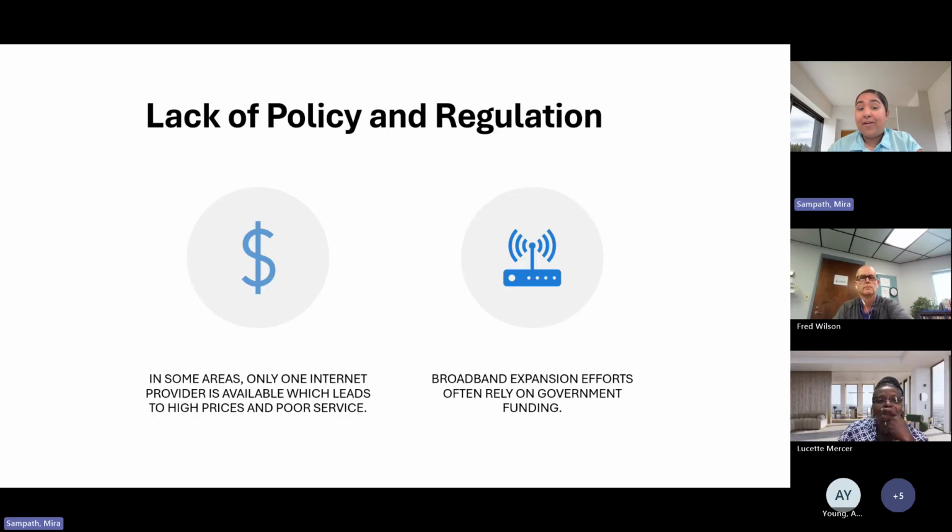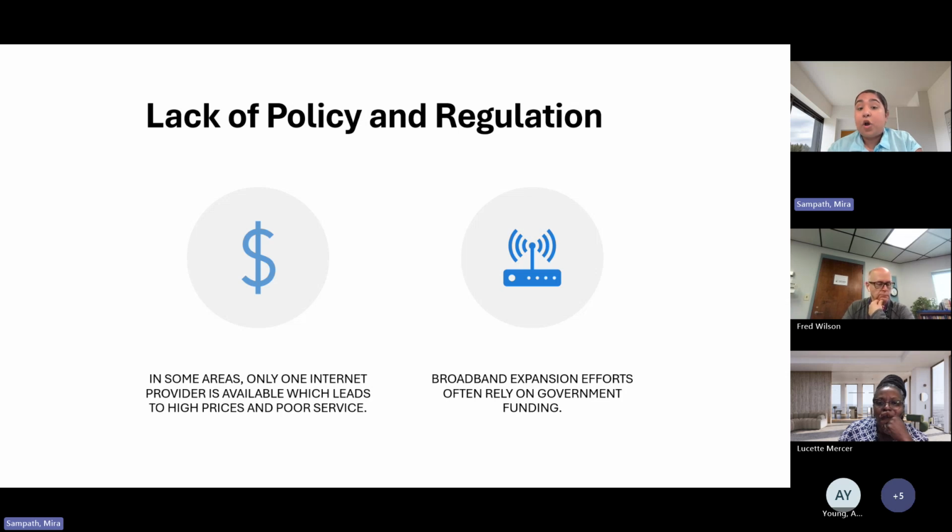So again, a lack of policy and regulation. In certain areas, there's only one internet provider available, and that leads to higher prices and poorer service. The fewer options you have, you're kind of forced into an expensive plan. You may not be able to afford that plan in the first place. So even if you have a device, if you don't have the internet because it's too expensive, again, that is a barrier, right?